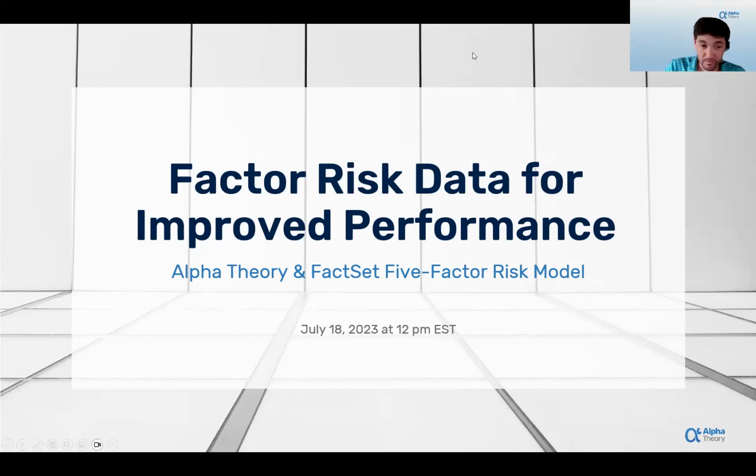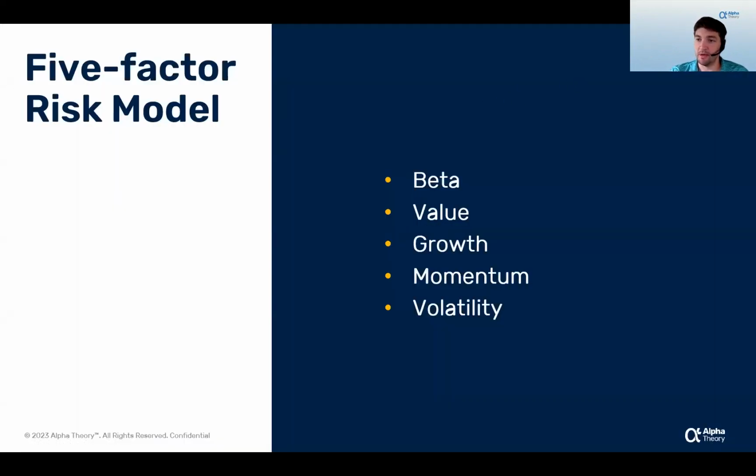Awesome. So we've rolled out a 5-factor risk model into the Alpha Theory environment in partnership with FactSet. We worked with their quantitative factor library, along with their data science team, to create a 5-factor model using these five common factors: beta, value, growth, momentum, and volatility.